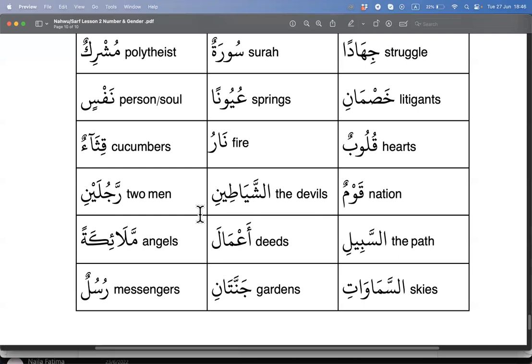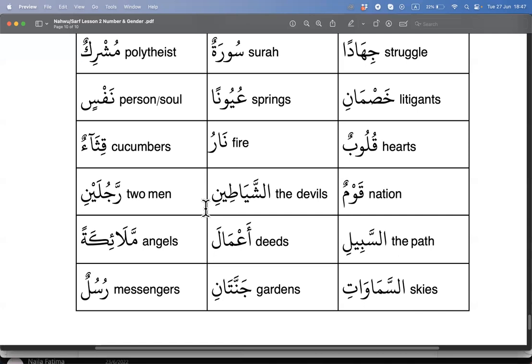Ashayatini. It's jar. Singular feminine. So only jar? Only jar, yes. This is not ina. If this was nasab, this is jar, right? So what would be the nasab version?